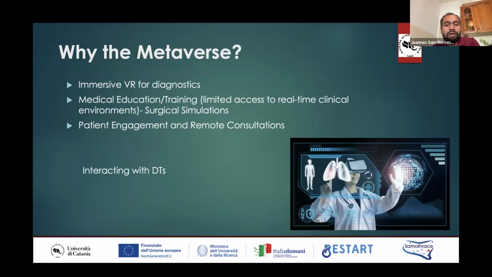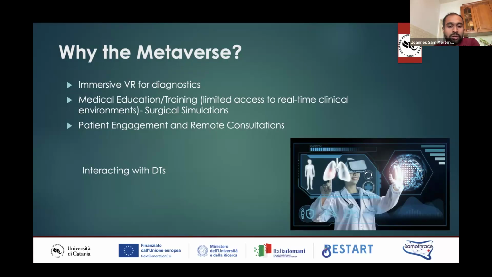in the current scenario, there is limited access to real-time clinical environments for medical students. So when we develop these metaverse applications, they can have an advanced immersive environment for their medical education and training. There are remote sessions in which the students can participate and get trained on it. And they can also do surgical simulations.